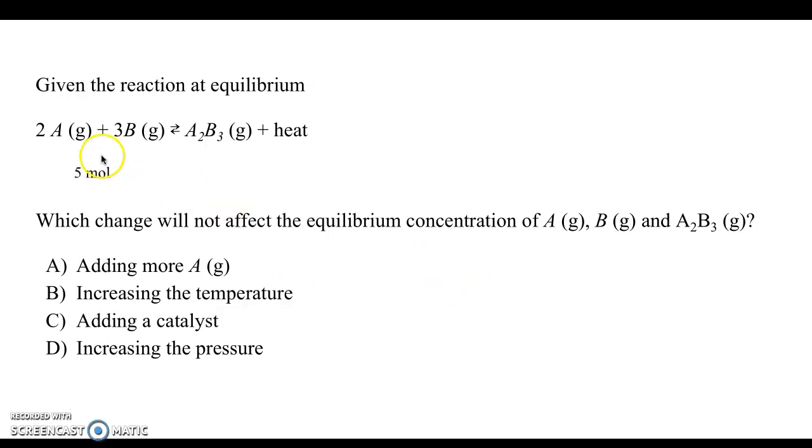Increasing the pressure, so we have 5 moles of gas on our reactant side, 2 plus 3. 1 mole of gas on our product side. Increasing the pressure will show a shift to the right towards our least moles of gas. That leaves us with our answer as, that should say C, hold on. There we go. So that should show our answer as C, adding a catalyst. Catalyst will not affect our equilibrium concentration and will not cause a shift left or right. It'll just affect our rates.